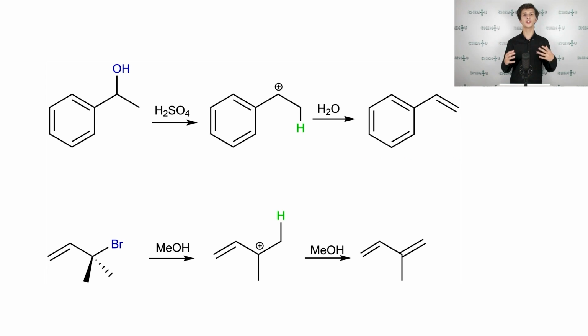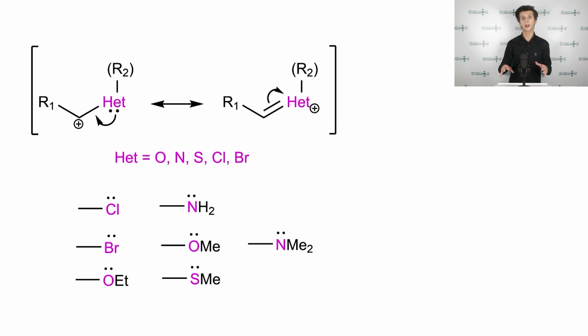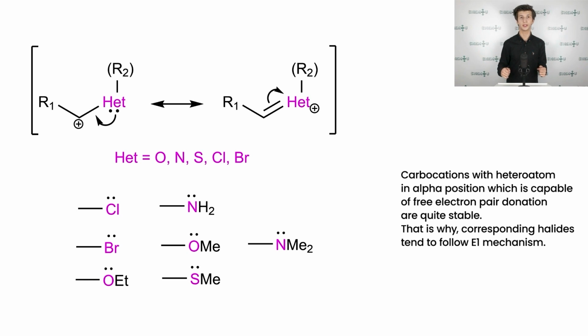The dehydrohalogenation of dimethyl substituted allylic bromide and methanol, which results in the formation of diene, represents the E1 mechanism for elimination from allylic derivatives. Another way of carbocation stabilization is heteroatom in alpha position, which is capable of free electron pair donation. It also makes it possible to formulate more than one resonance structure, thus stabilizing the whole system.